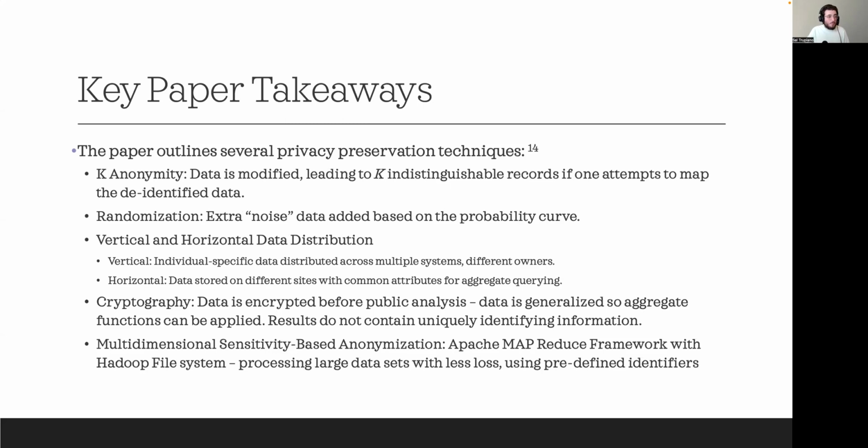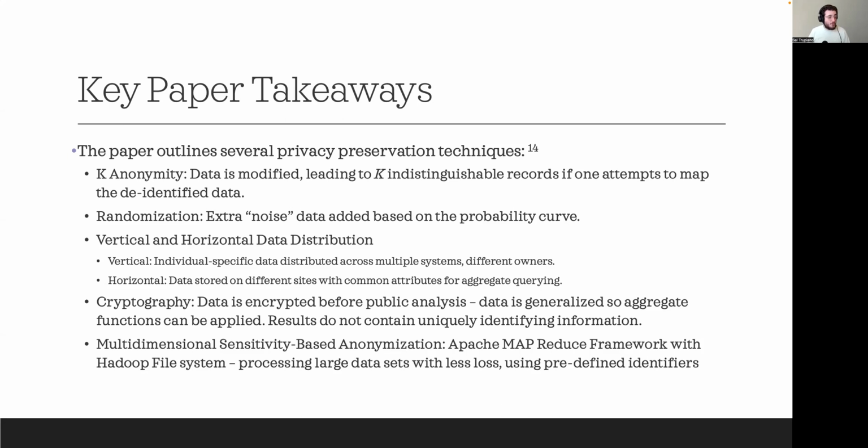Okay, so the paper outlines several privacy preservation techniques. One of them is k-anonymity. In this one, data is modified, leading to k-indistinguishable records if one attempts to map the de-identified data using unique identifiers. Randomization adds extra noise data based on the probability curve to kind of skew the results and stop data from being uniquely identified. Then we have vertical and horizontal data distribution.